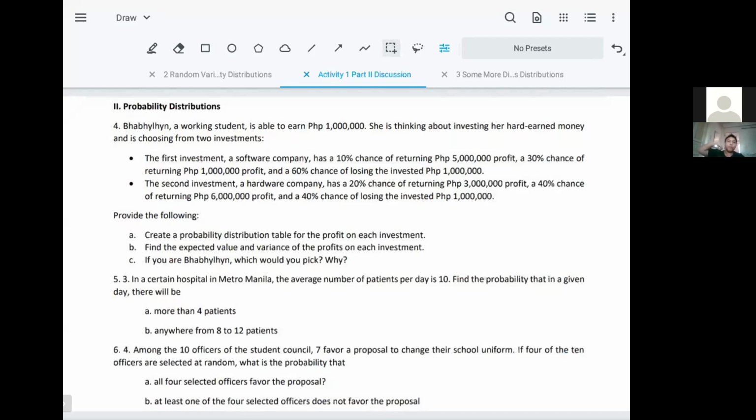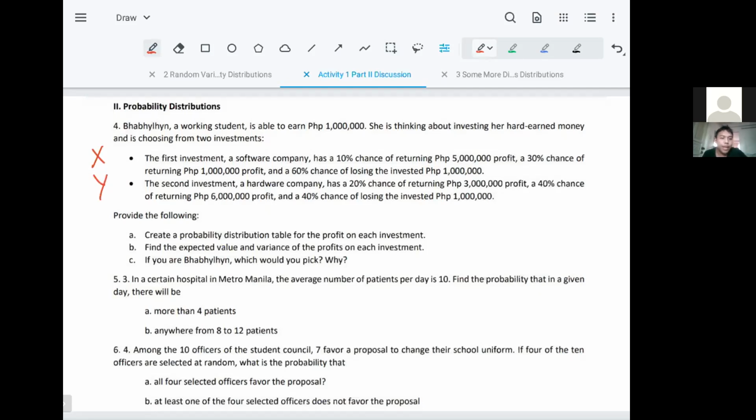Okay, so probability distribution. Number 4: Babylin, a working student, is able to earn 1,000,000 pesos. She's thinking about investing her hard-earned money and choosing from 2 investments, a software company or a hardware company, where the profits are detailed as follows. Basically, we want to treat profits as random variables. Let's name them X and Y: profit from the first investment, profit from the second investment.